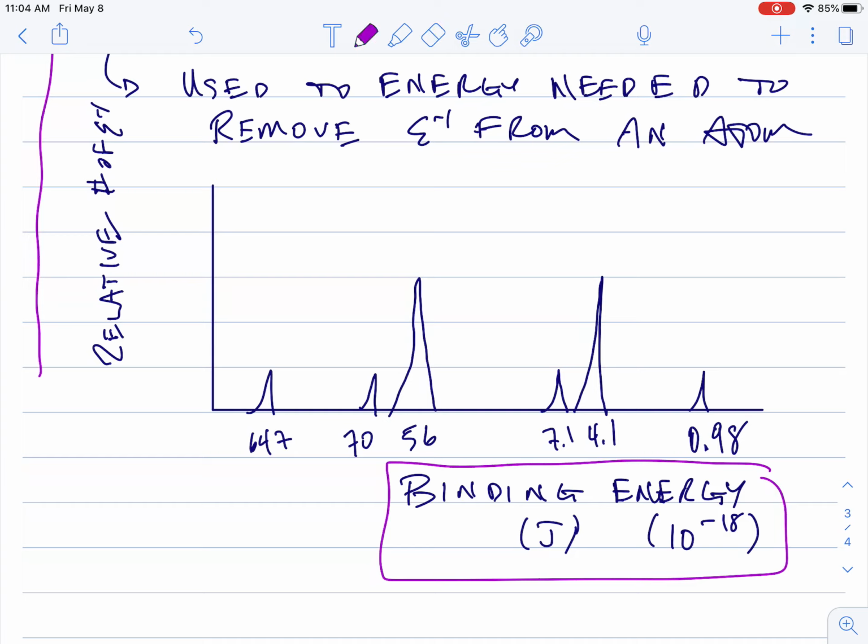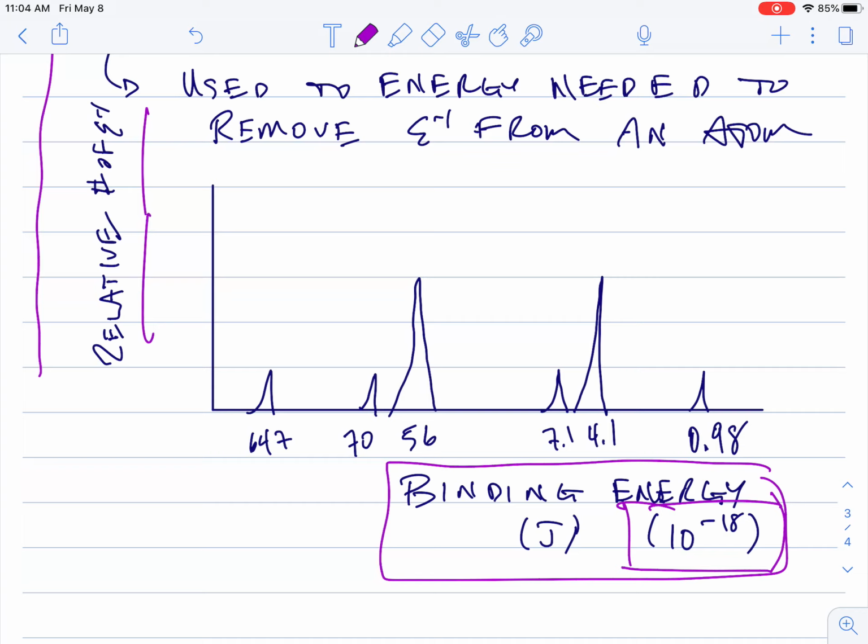Over here on the y-axis, you have the relative number of electrons, and this is binding energy, which is how much energy it takes to take those electrons away. For example, this scale would be like 10 to the negative 18th joules, so it's not very much energy. If you can figure out the code, these graphs are actually pretty easy to figure out.